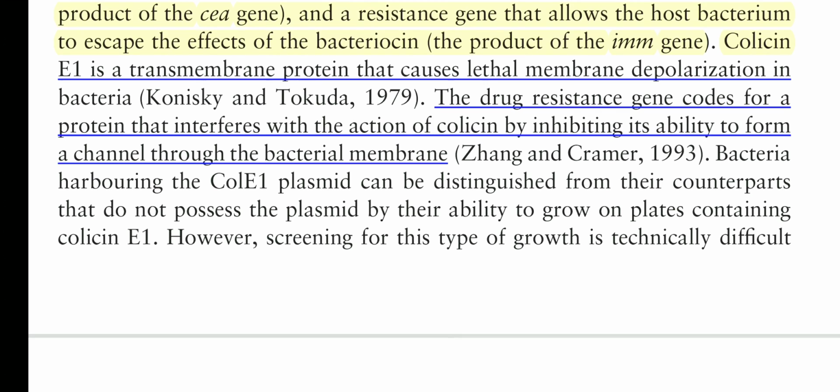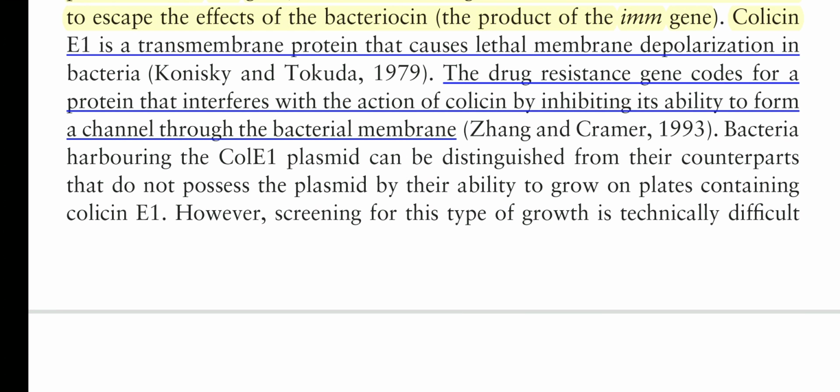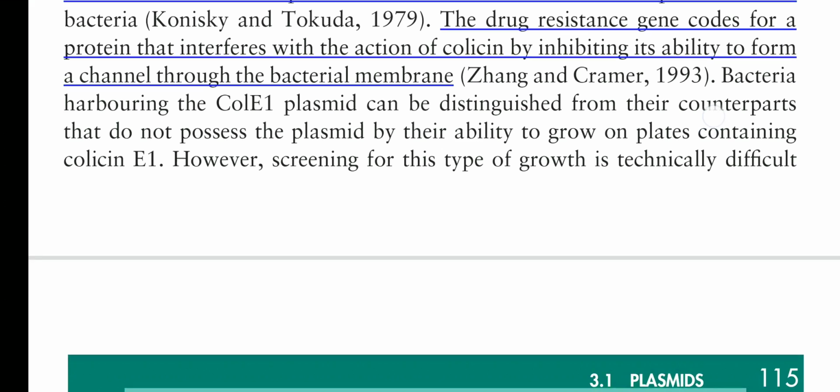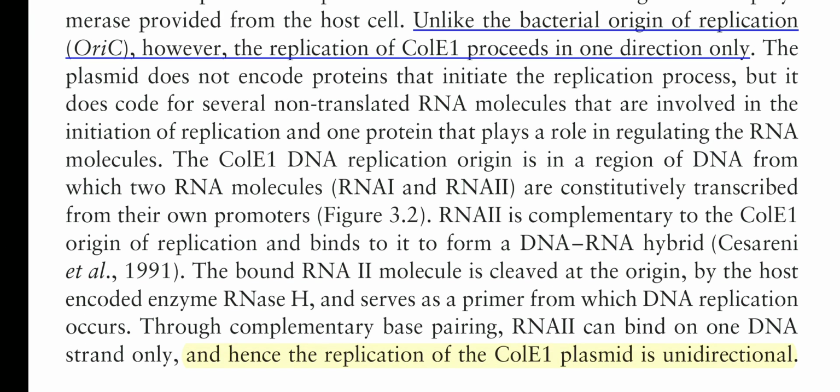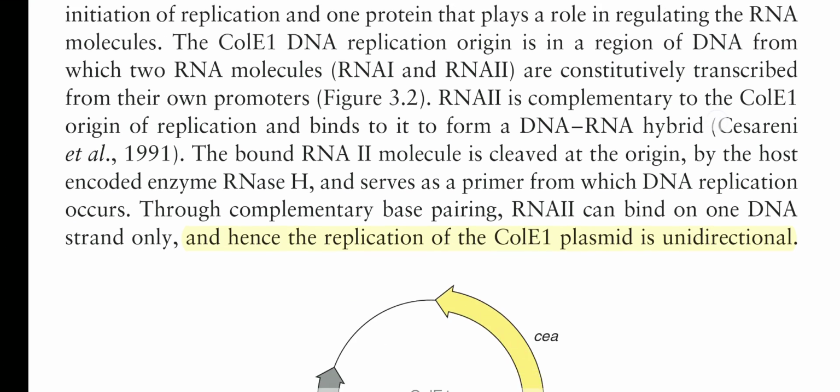So a drug resistant gene encodes a protein that interferes with the action of colicin by inhibiting its ability to form a channel through a bacterial membrane. So unlike the bacterial origin of replication OriC, the replication of ColE1 proceeds in one direction only, etc.